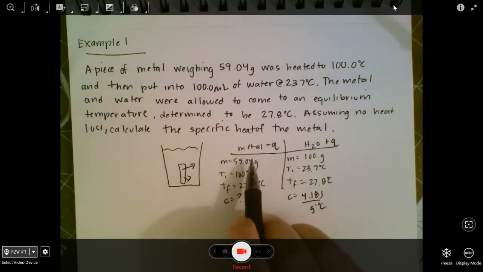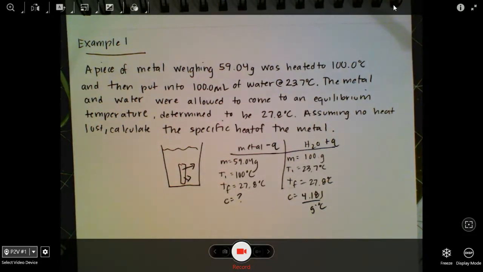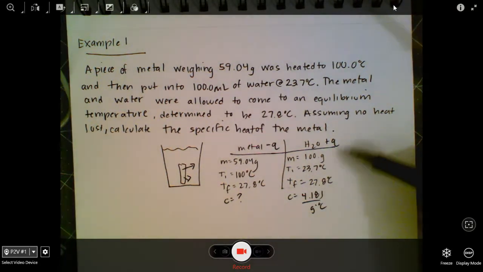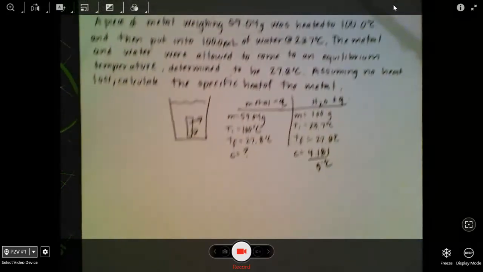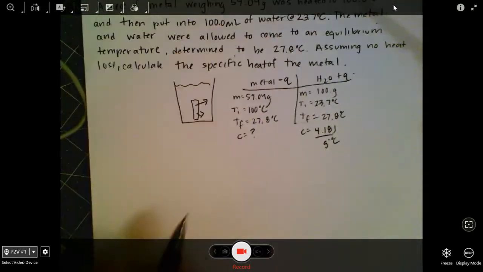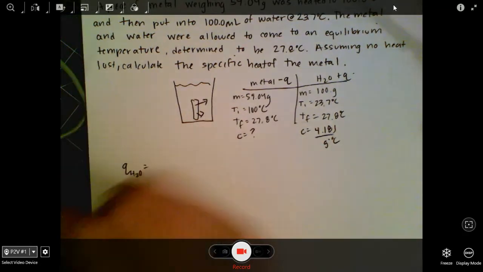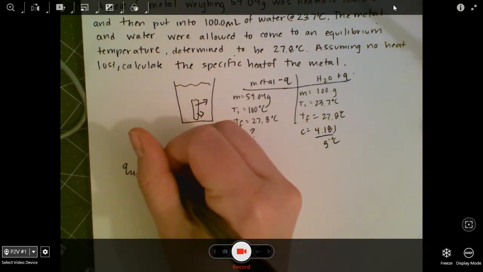So the metal's losing the heat, the water is gaining the heat, okay? So you have enough information here, M and C and delta T, to figure out how much energy the water gained. So we're going to do that first. We have the Q for water equaling M times C times delta T.